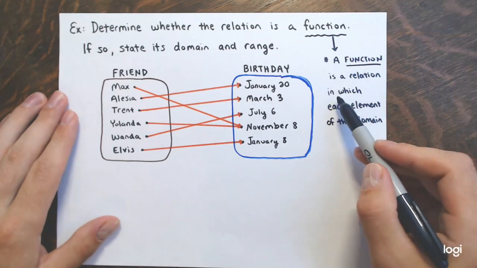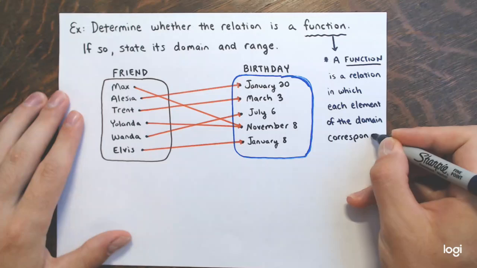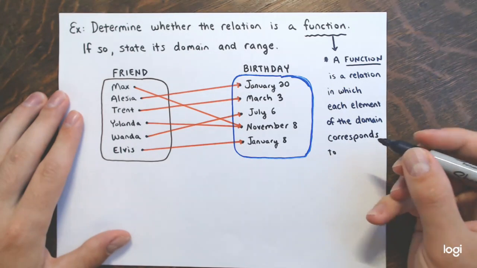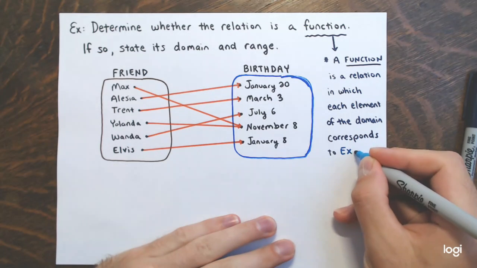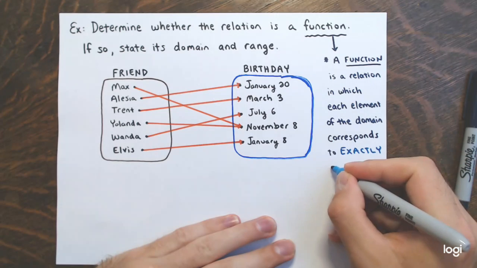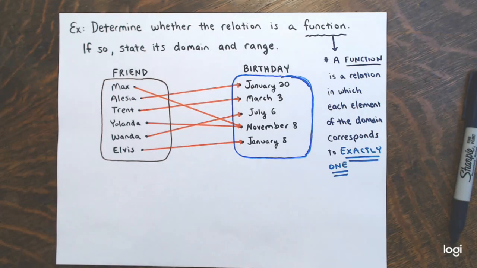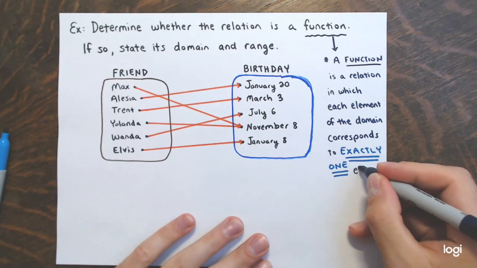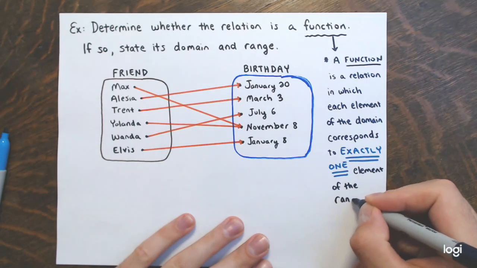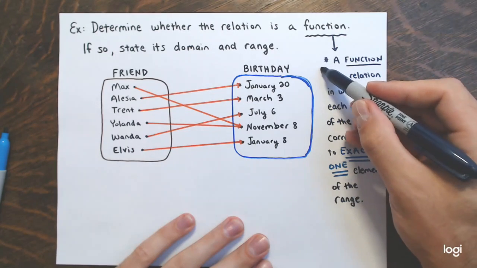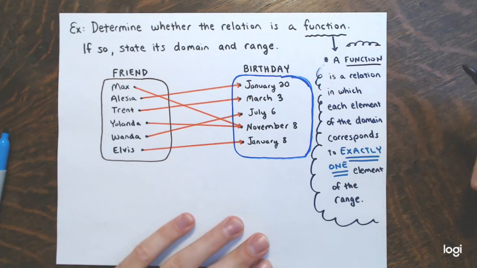So a function is a relation in which each element of the domain corresponds to exactly one, only one, exactly one element of the range. Big thing there. Again, this is huge. This is the definition of a function.